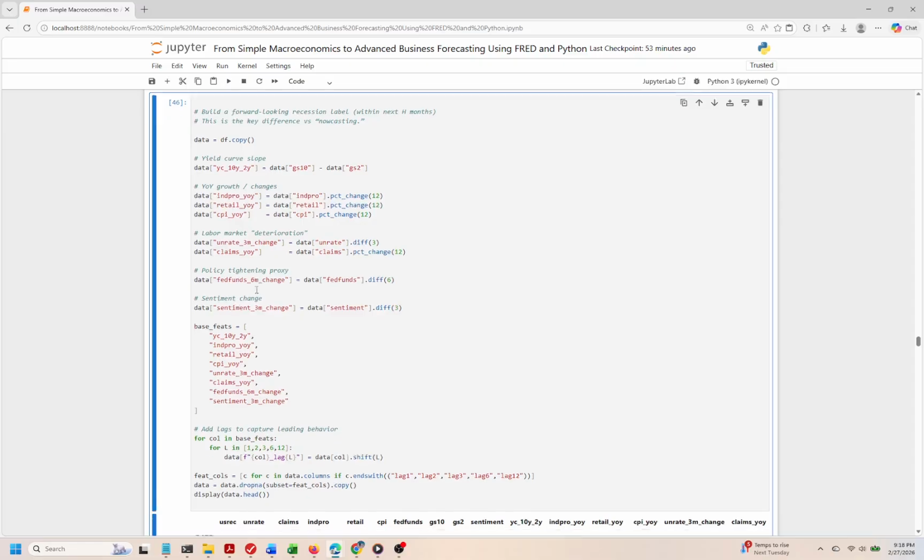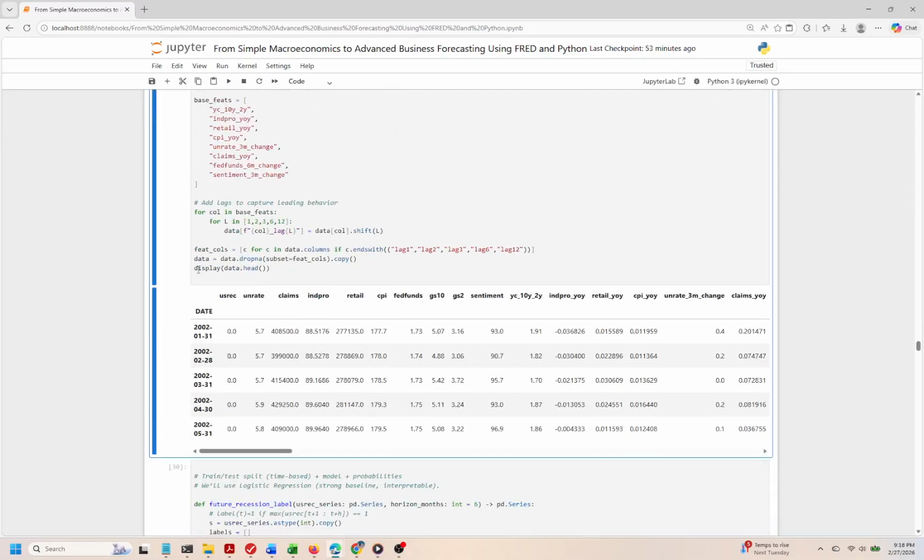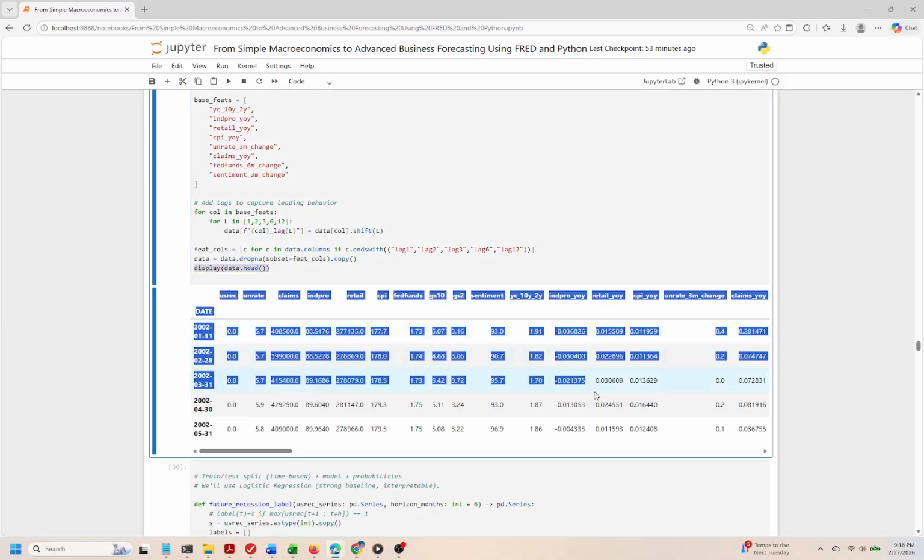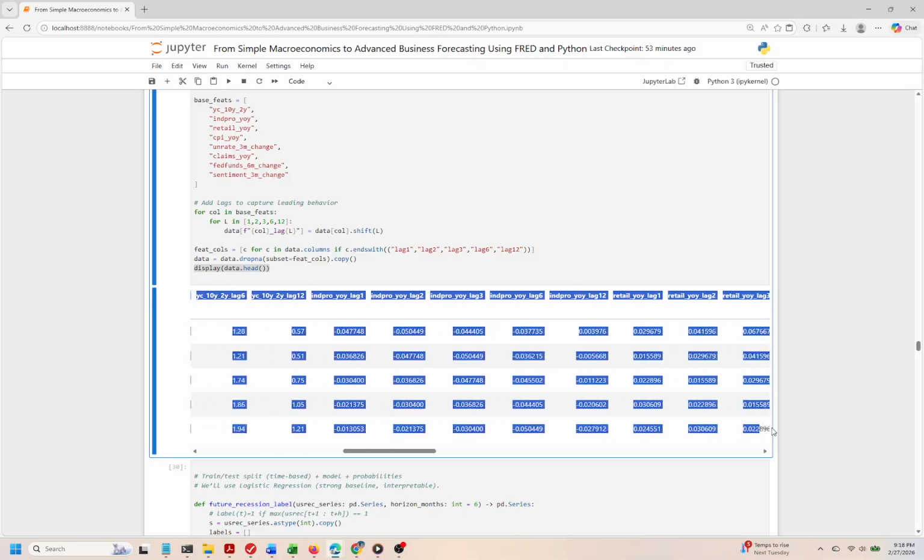Looking ahead, the next cell will likely utilize this dataset to implement a model that predicts the likelihood of a recession occurring in the near future, setting the stage for deeper analysis and interpretation of these trends.